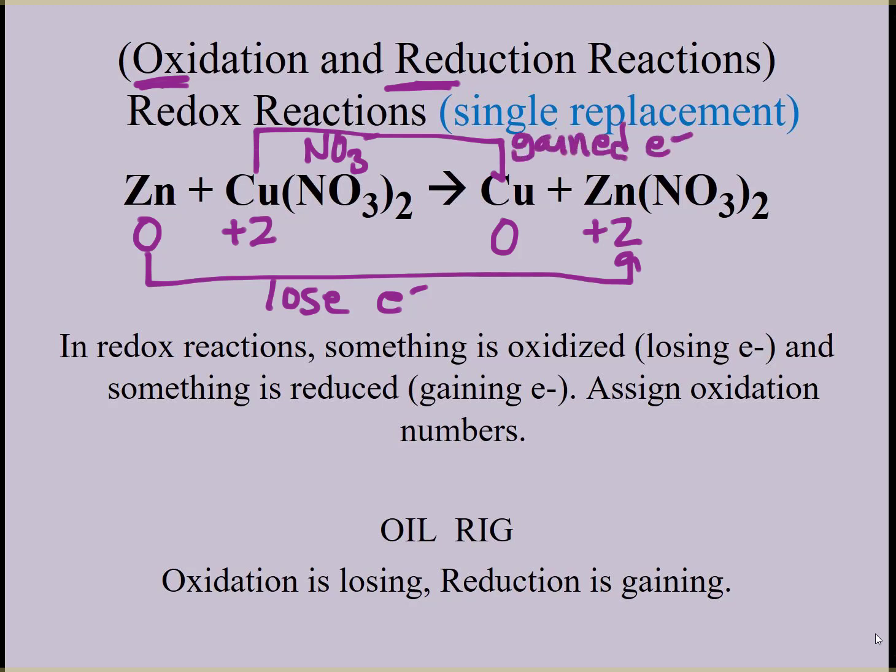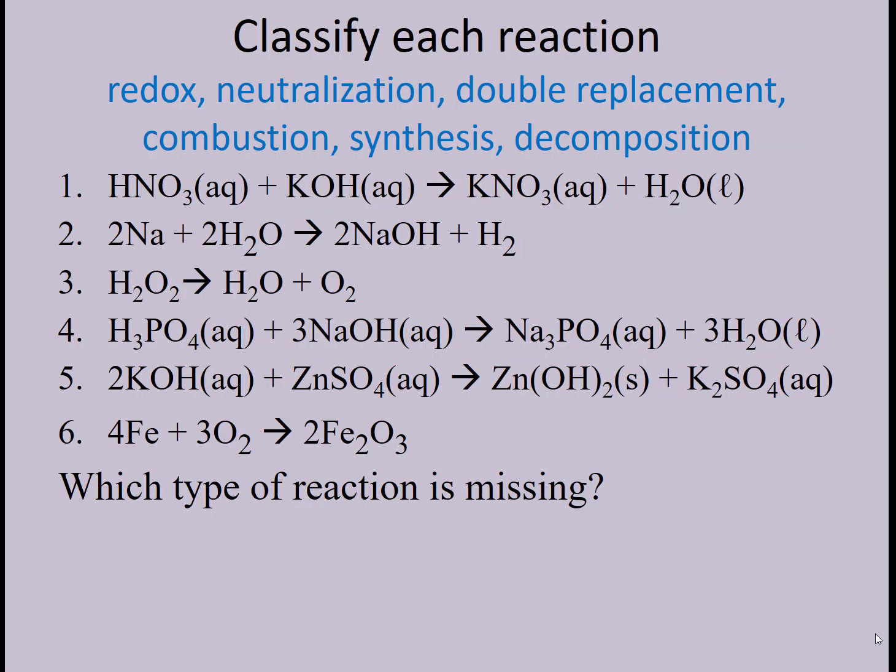So this is a redox reaction when electrons are gained and lost, or they are exchanged in the reaction. And you can remember the little saying, OIL RIG: oxidation is losing, reduction is gaining, so that I know that my zinc is being oxidized and my copper is being reduced. I just want you to be able to recognize the types of reactions. So I've combined these three reactions with the three that we learned earlier. Stop the video and go ahead and classify each of these 6 reactions.